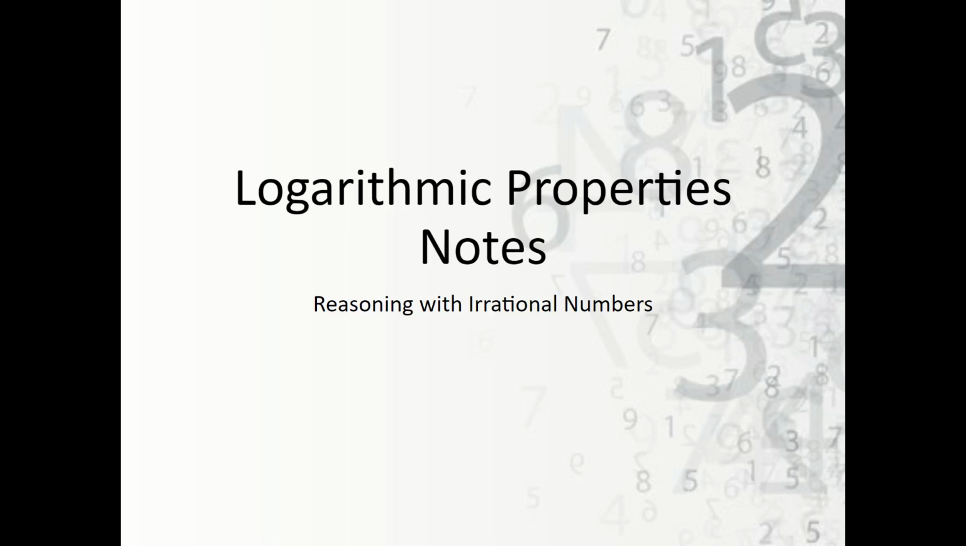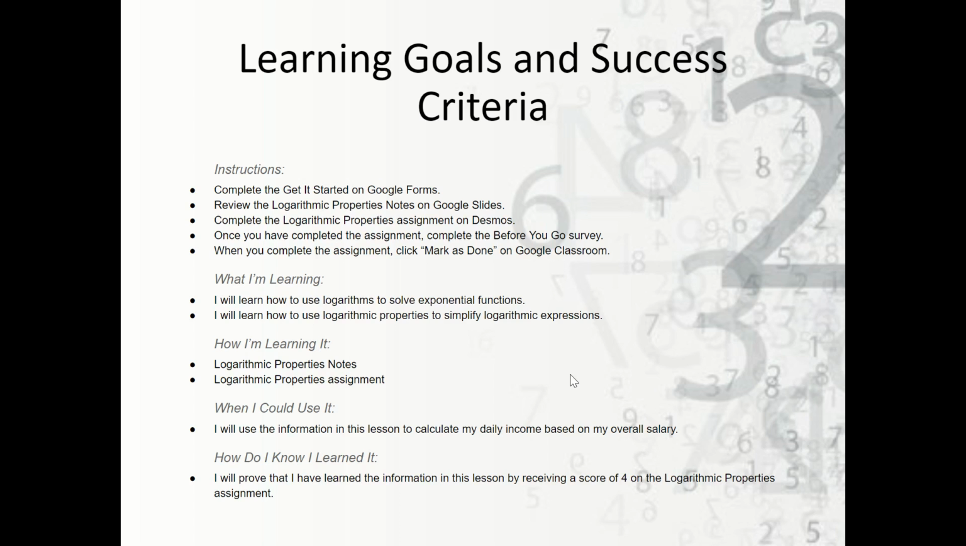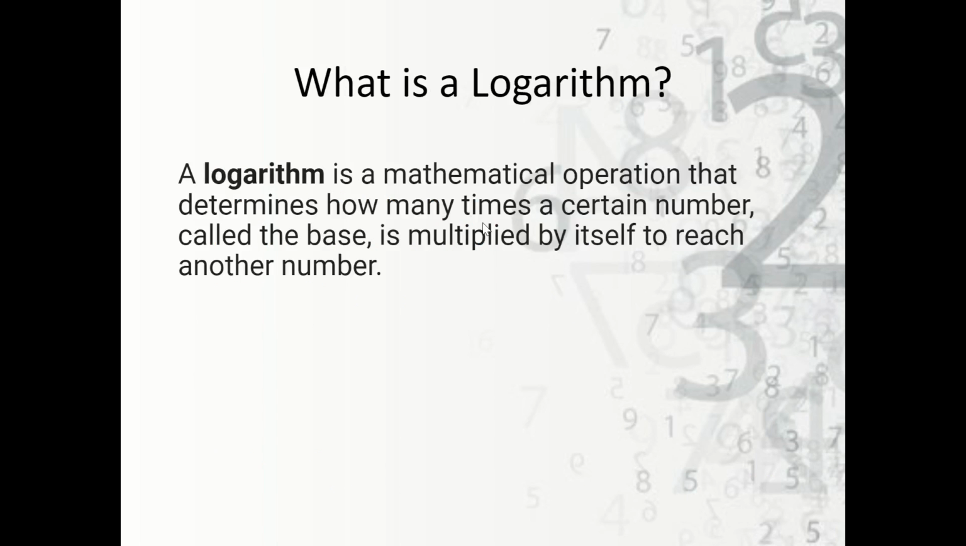Let's take a look now at the logarithmic properties notes. Our notes begin with our learning goals and success criteria. First, what is a logarithm? A logarithm is a mathematical operation that determines how many times a certain number, called the base, is multiplied by itself to reach another number. So it's just another way of doing an exponential function.